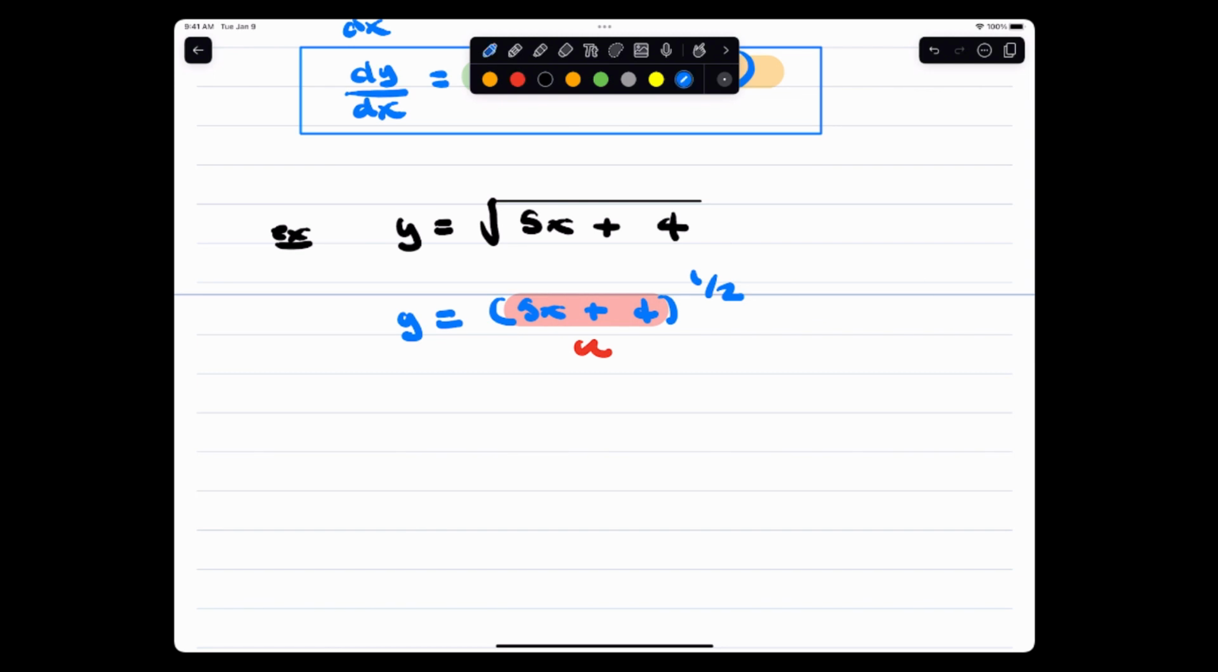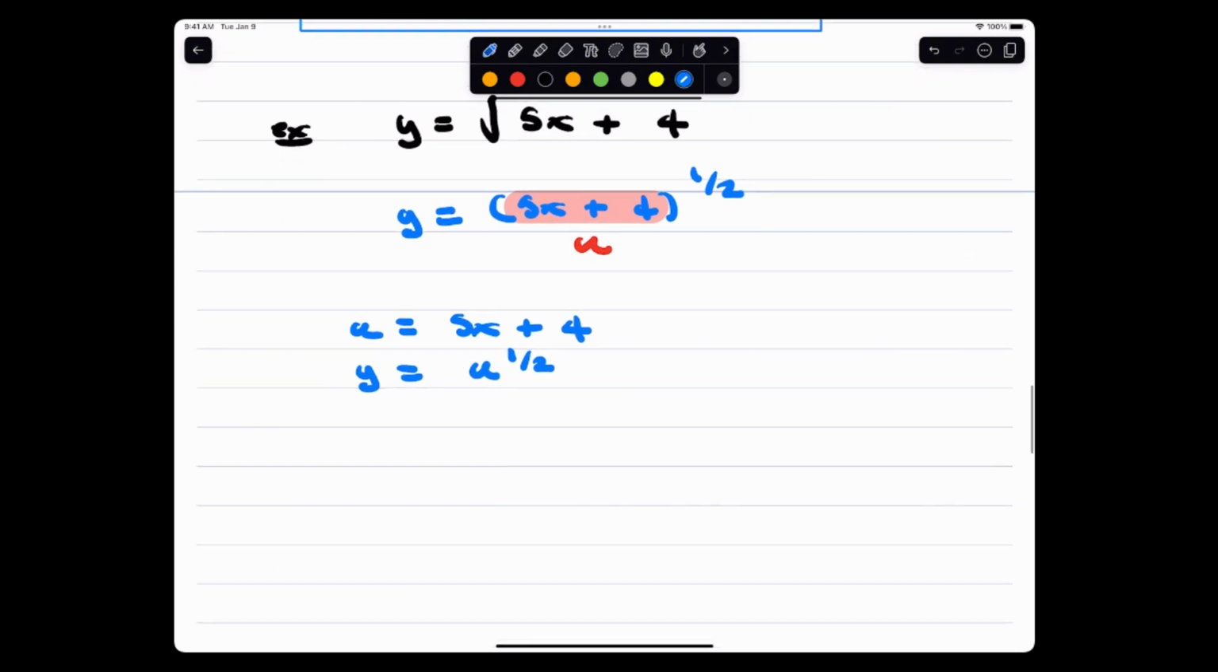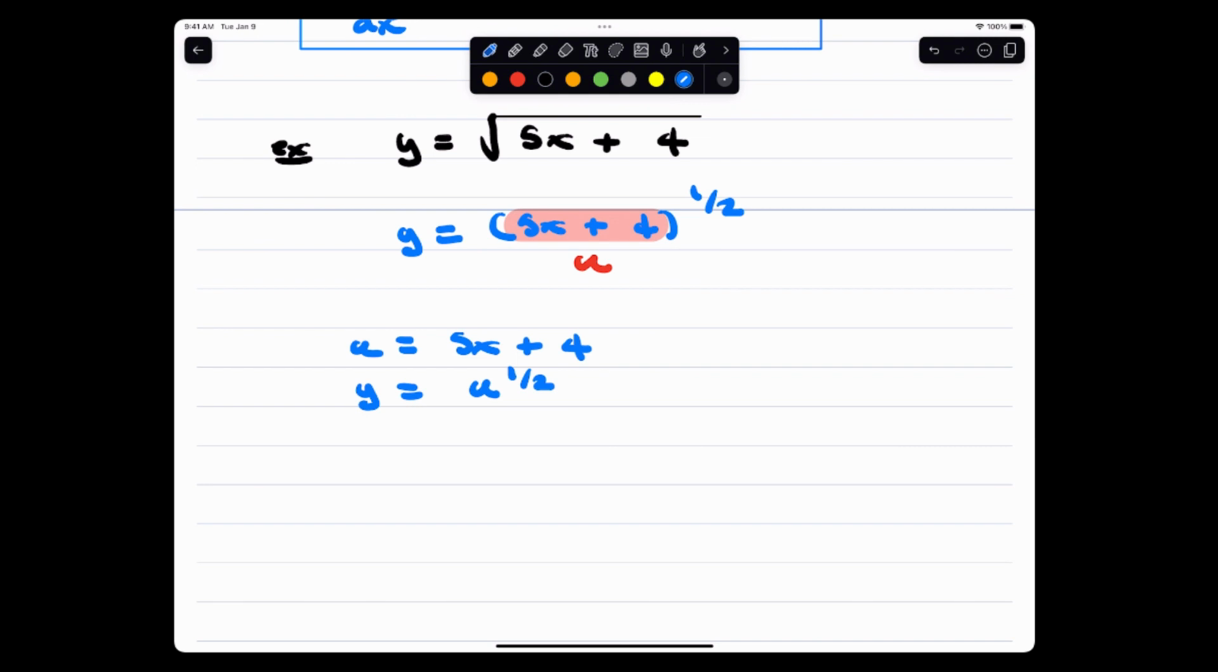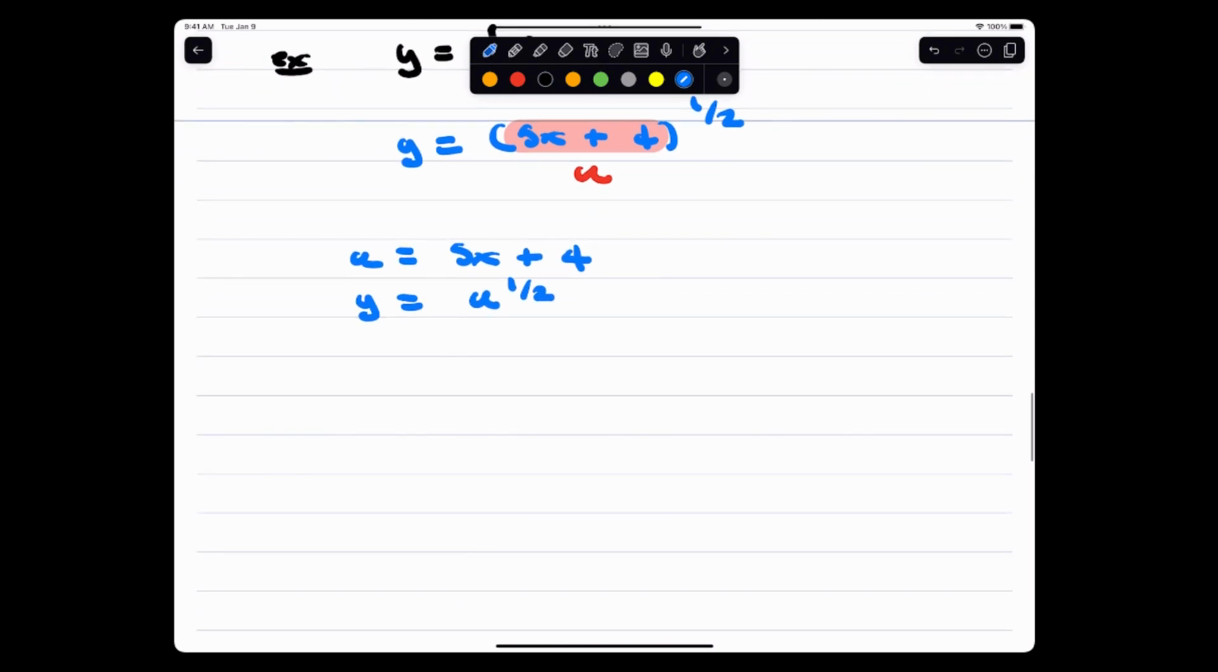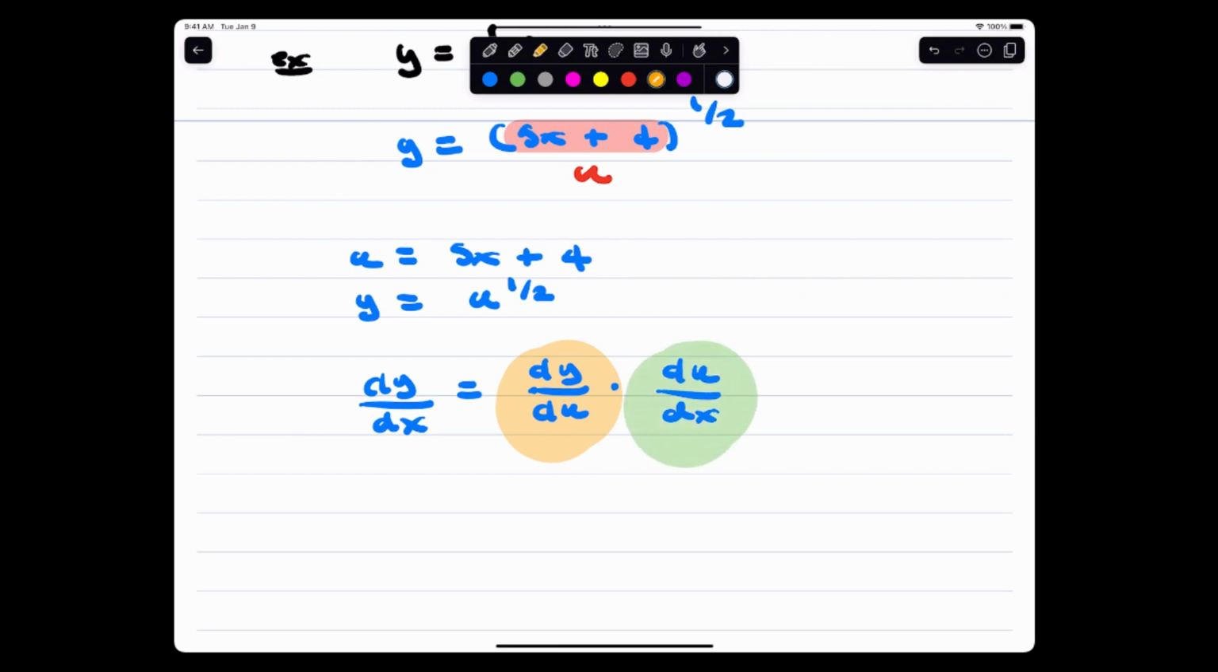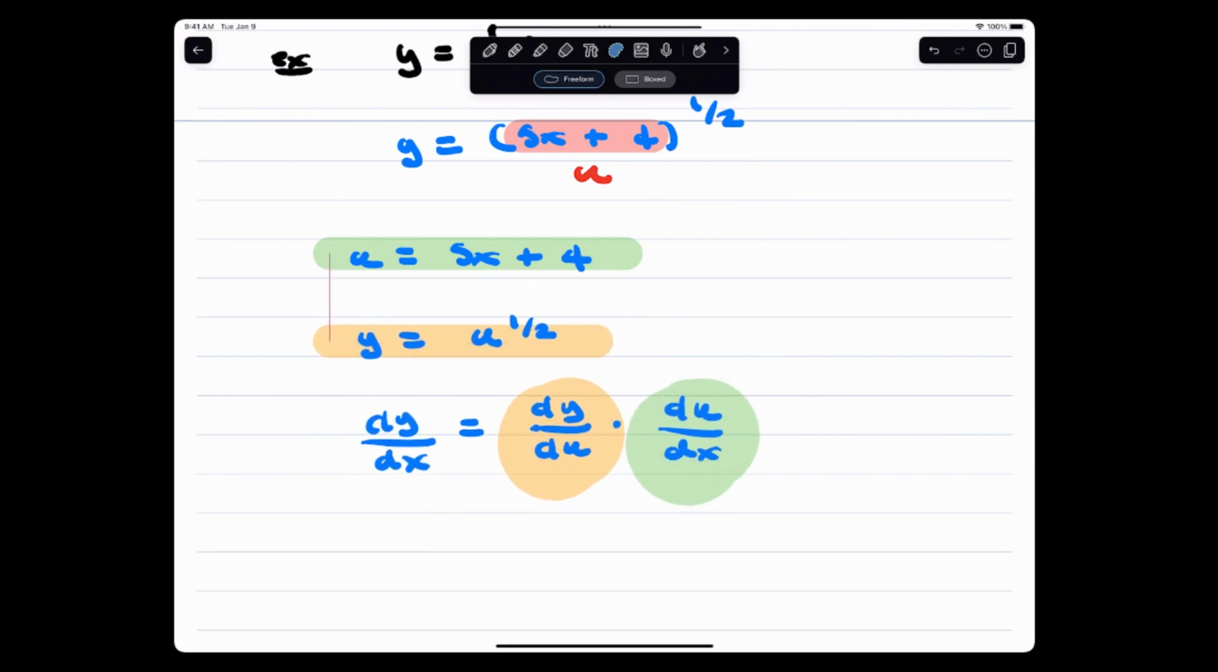So you're going to write down, what does u equal? And what is y going to be? u to the 1/2. All right, you guys see that there? And then write down your chain rule, which will be dy dx. That's actually what they're looking for, is dy du times du dx. So in orange, I have this. In green, where's my orange? Right here. Where's the green? Over here. So I'm going to get out some more space for you guys. Chain rule.